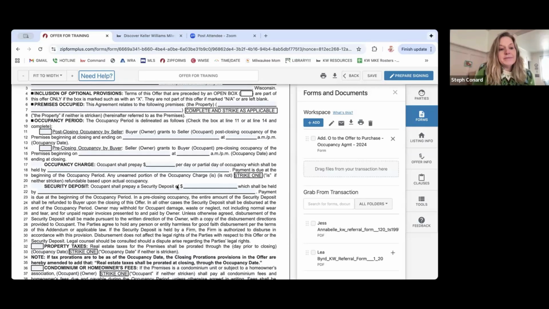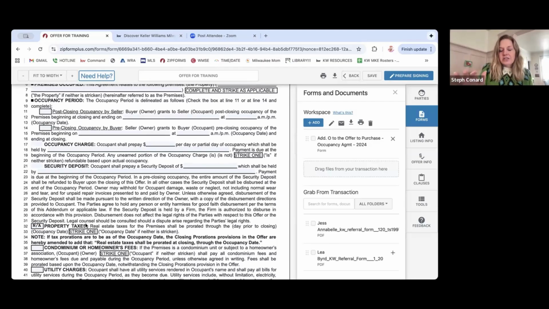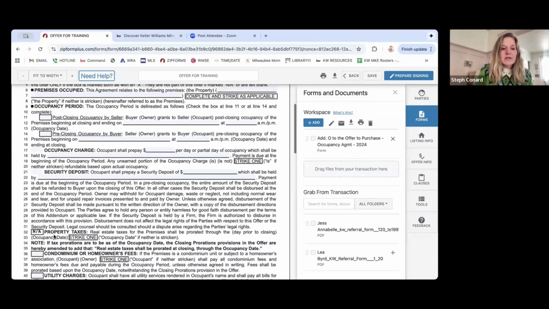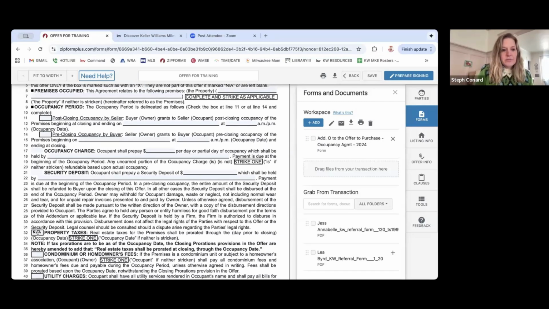I always like to take the opportunity to say that if you are not including a provision, you should still say NA. And this is true of all of our forms. I just really like to be able to demonstrate that we have addressed a section with our clients, right? So instead of leaving it open, let's mark NA for good practice.